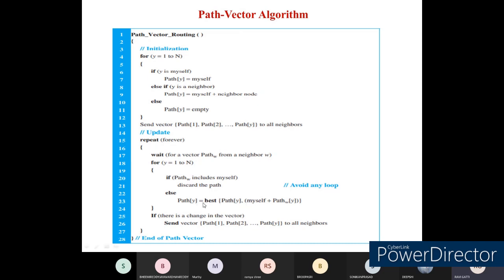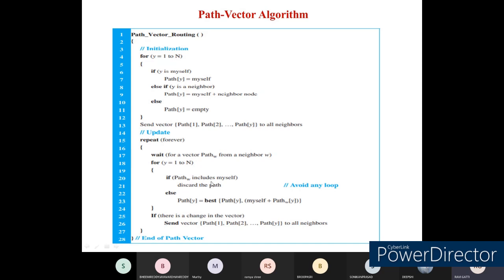So this is how the path vector will be updated, and we will be using this equation, that is, the Bellman-Ford equation which we have used in the distance vector algorithm. So the same Bellman-Ford algorithm we are going to use, and we are going to avoid any path from a particular node to the corresponding node that includes myself. So therefore we will be avoiding this.